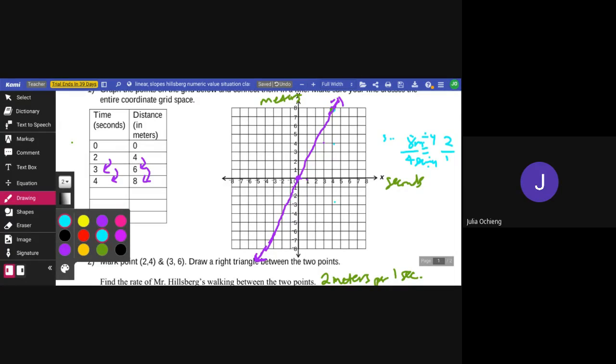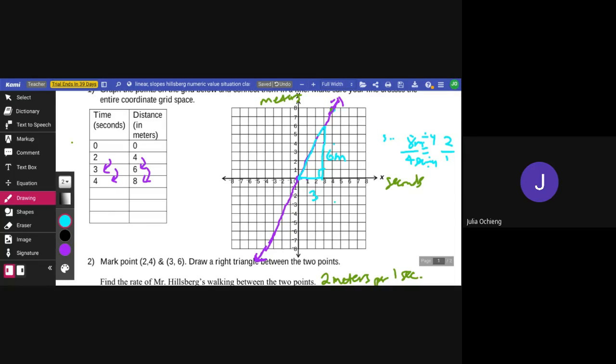All right, so I'm going to pick the points from 0, 0 to 3, 6. So we're going to try that one together. From 0, 0 to 3, 6. So there's my right triangle, and the slant is always with the line. And I'm looking for the rate of change here. So 1, 2, 3 seconds over, and 1, 2, 3, 4, 5, 6 meters up.